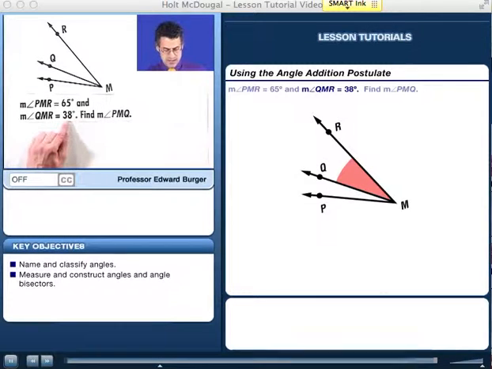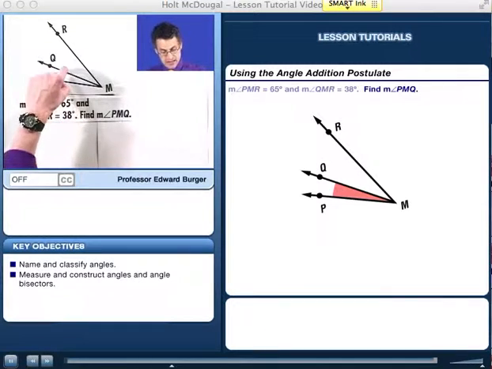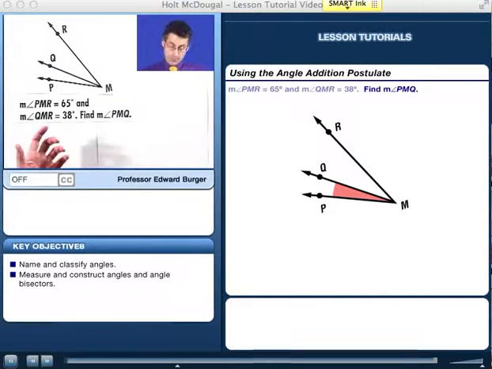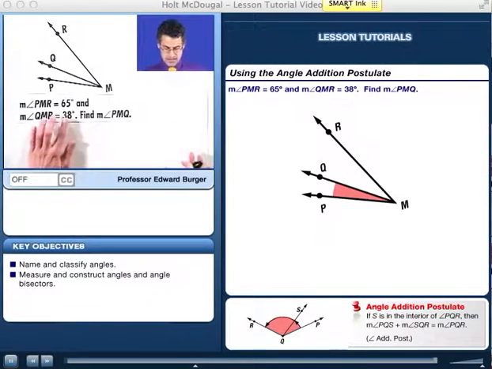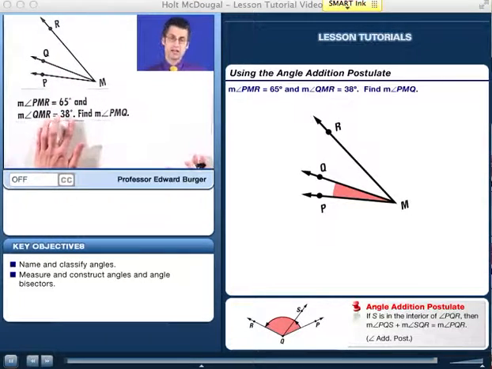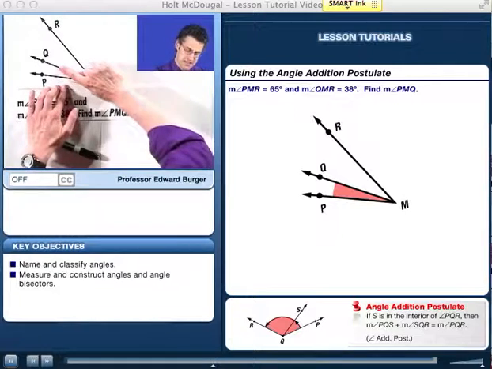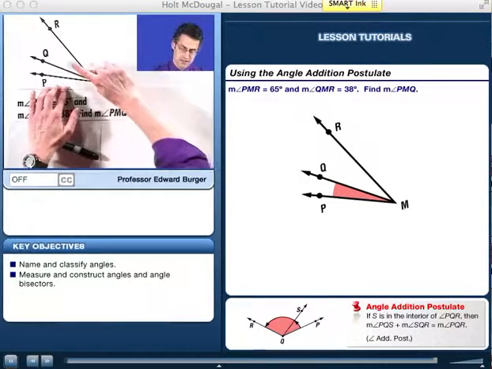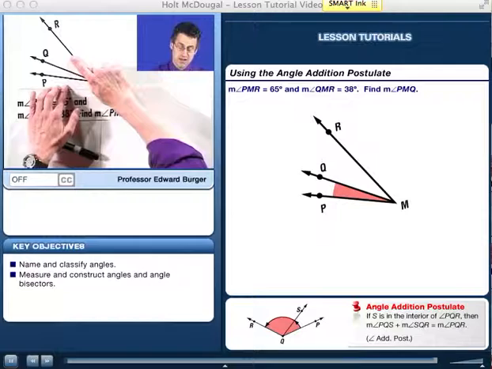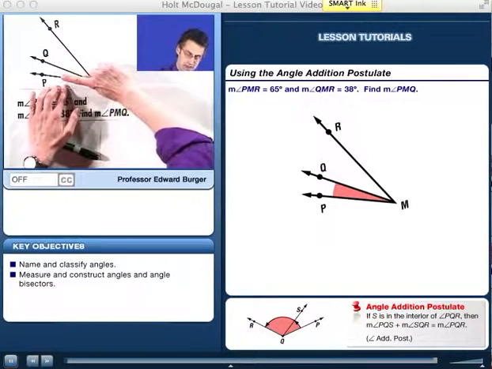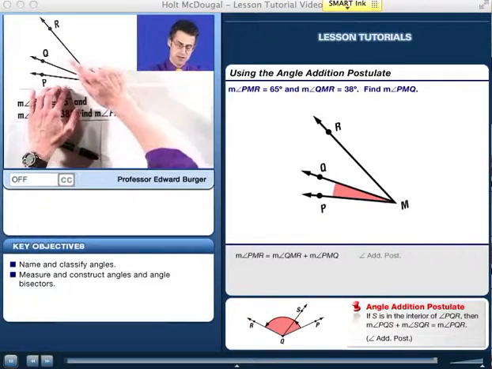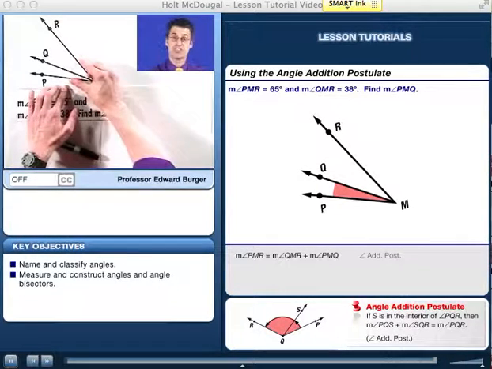The challenge for us is, what's the measure of angle PMQ? So that little measure right there, what is it? Well, how can we figure it out? It turns out that if we use the angle addition postulate, we're allowed to actually compute this. Because remember, the angle addition postulate says that the measure of this little angle right here plus the measure of that angle right there is going to equal the measure of the entire angle out here. This measure plus that measure equals that measure.